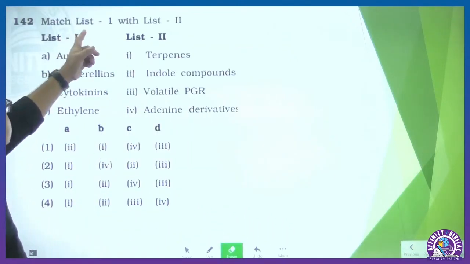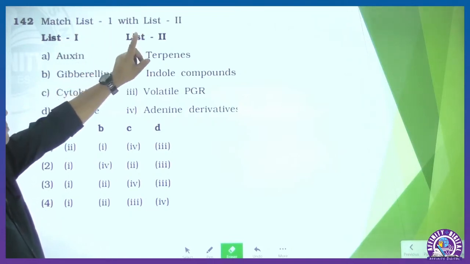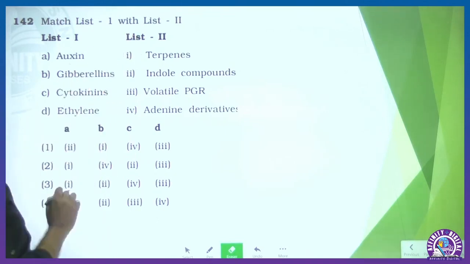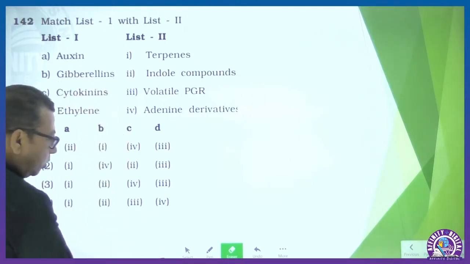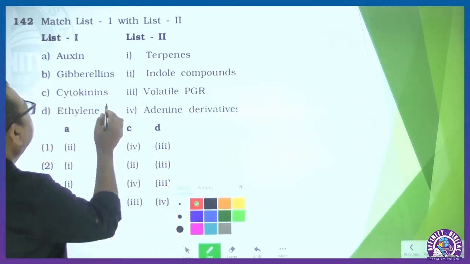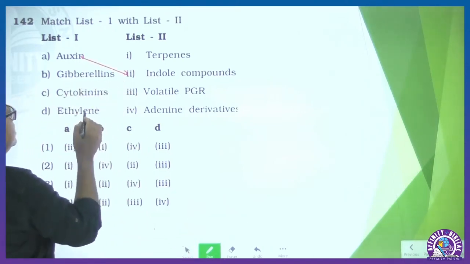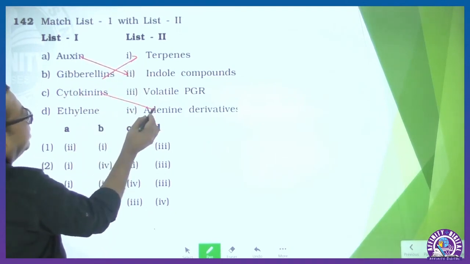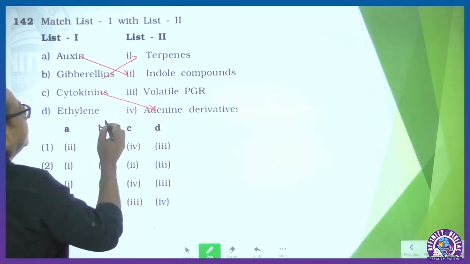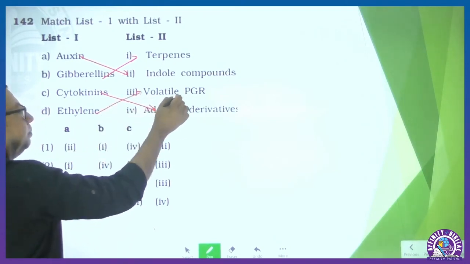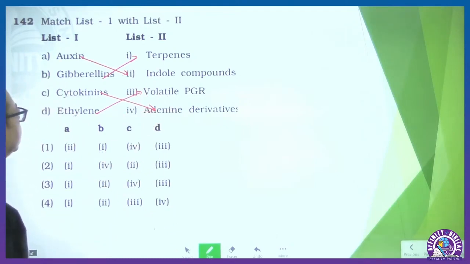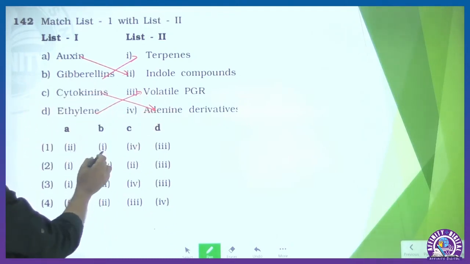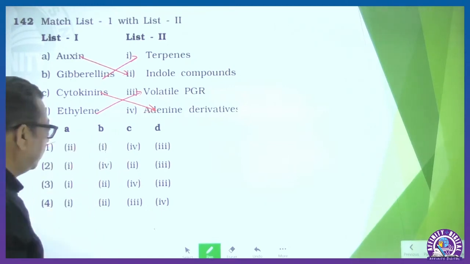Next is a question on plant physiology, from the chapter plant growth and development, list 1 and list 2. Auxins are indole compounds, gibberellins are terpenes, cytokinins are derivatives of adenine of nucleic acid, and ethylene is the only volatile plant growth regulator, also called plant hormone. It is volatile because it is gaseous in nature. So the answer will be A2, B1, C4, D3. So the answer will be option 1.